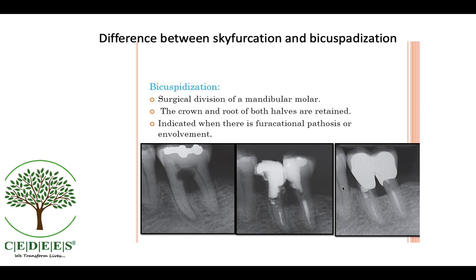Next doubt asks for the difference between skyfurcation and bicuspidization. Now, they are almost similar techniques, where bicuspidization is surgical division of a molar, where the crown and root of both the halves are retained and prosthesis is given, generally seen where there is furcational pathosis or involvement of furcation area, as you can see in this picture.